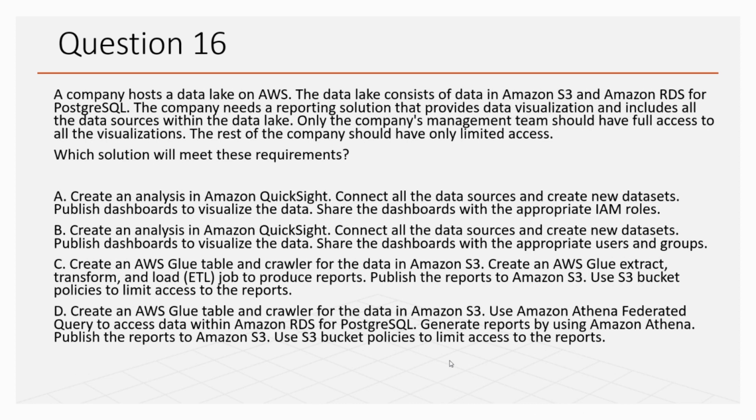So these are the options that are given to us. Option A, it says create an analysis in Amazon QuickSight, connect all the data sources and create new datasets, publish dashboards to visualize the data, share the dashboards with the appropriate IAM roles.